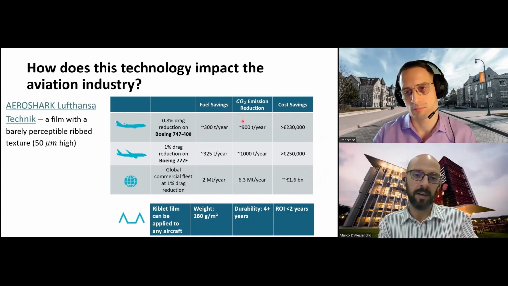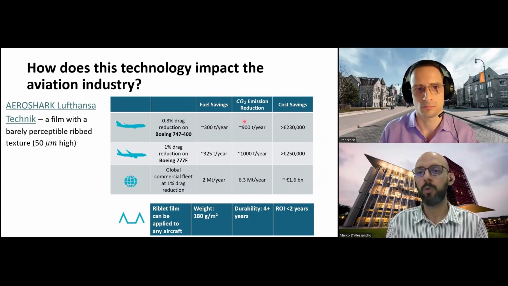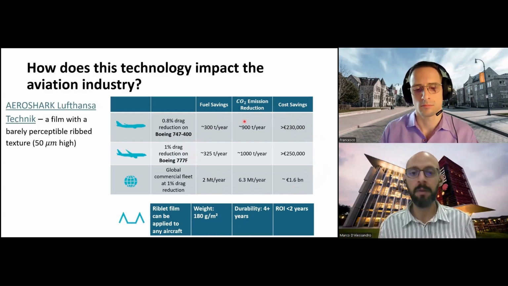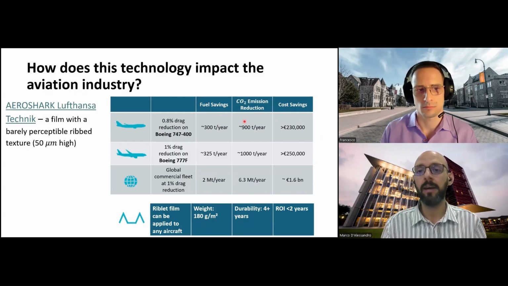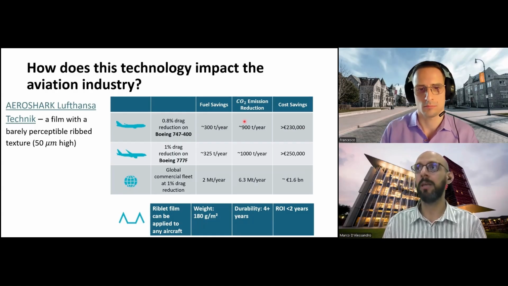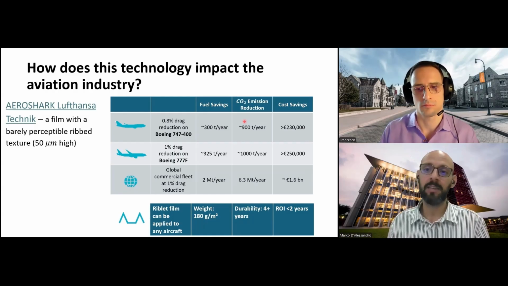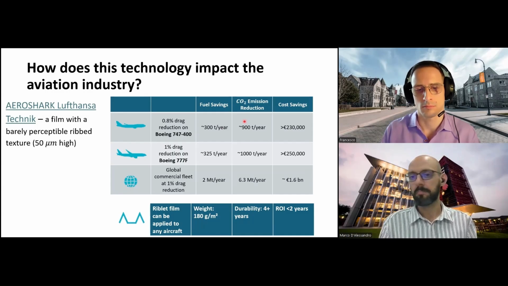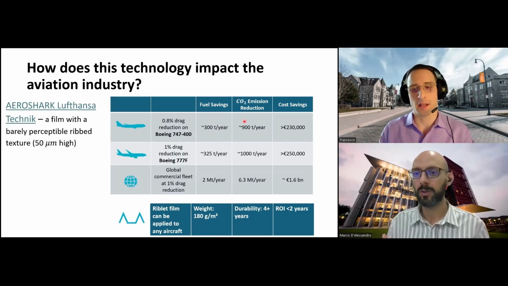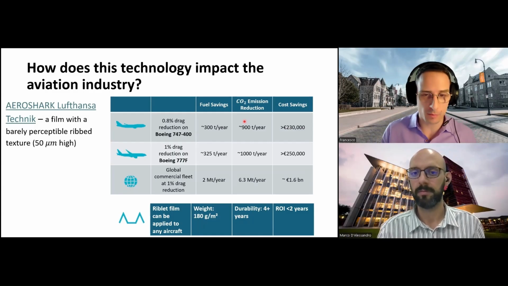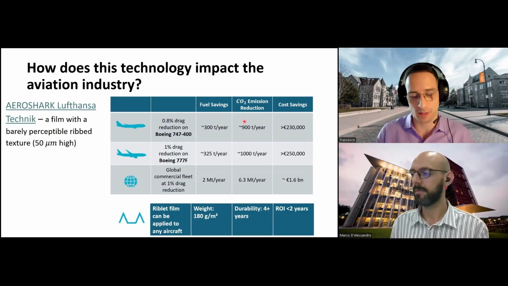And the more important thing is that this is quite a flexible solution. These films can be applied to any aircraft, at any point in time, and they have reasonable durability, which finally brings an economic advantage for the airline and a more sustainable aviation practice. 100%. And as you can see from this slide, the economic savings from reducing drag by, let's say, 0.8% or 1% are actually extremely high.